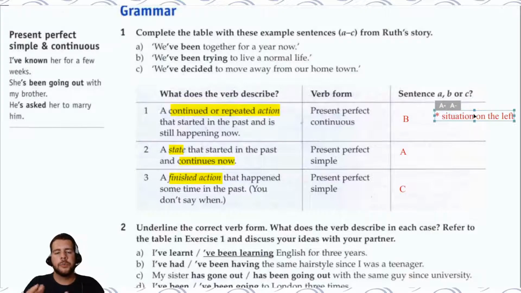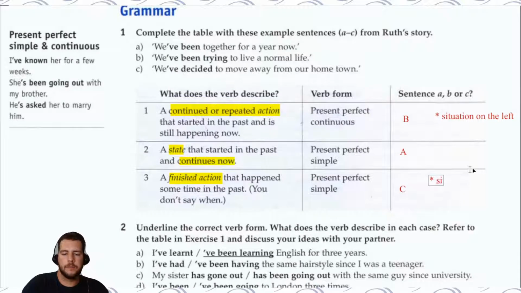Good. And the situation on the right was I've painted my bedroom, and this would be number 3 on the right. I've painted my bedroom. This is something that happened in the past. You don't know when, but it's finished. That's the difference.